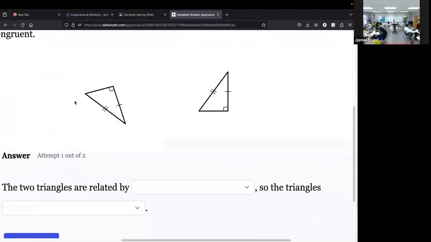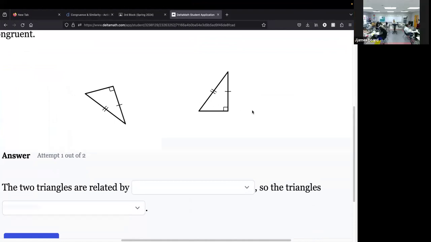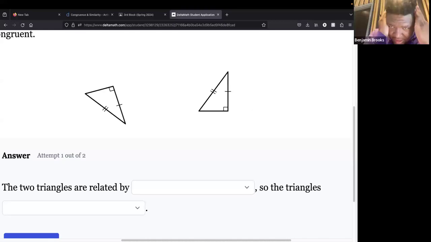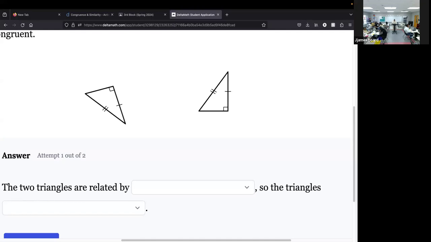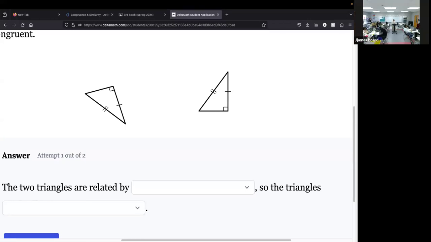So the first question I have for you guys is, are these congruent? Yes or no? Some say yes. Yes, they're congruent. Why? Which theorem can you use to say they're congruent? SAS? Side angle side doesn't work here because the angle is not between the 2 sides. You have 2 angles in between those 2 sides, so it's not side angle side.